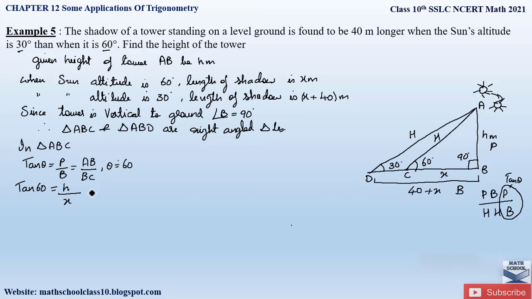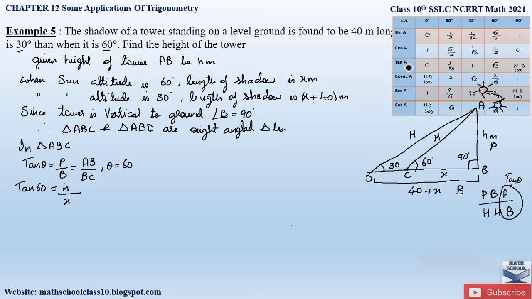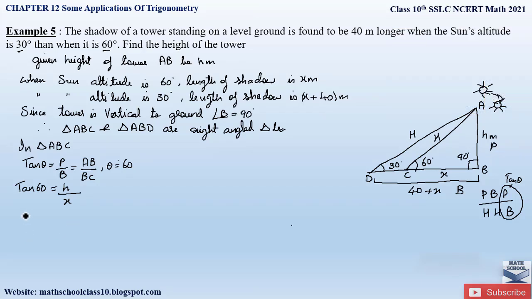Okay, and what is tan 60 value from the trigonometric table? Tan 60 is equal to root 3. So therefore root 3 is equal to h by x, or we can write h value as equal to root 3 into x. Let this be equation number 1.